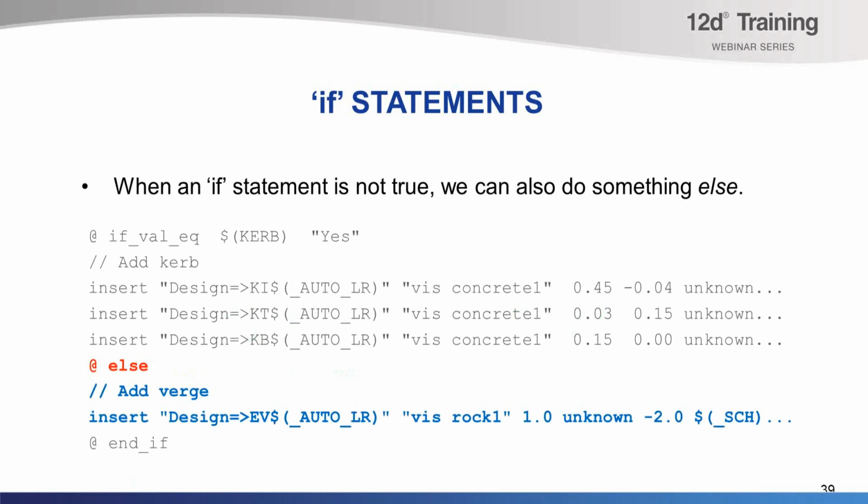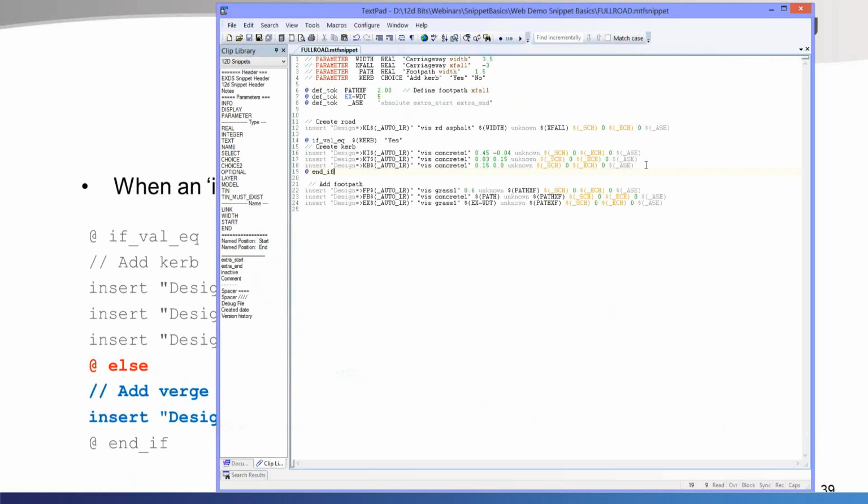Now, what if the statement's not true? So what happens if we select no? Maybe we want to do something else. We might just want to put a verge in, a grass verge or a gravel verge or something like that. So we can do that. So at the moment we're saying if the value for curb equals yes, do something. Otherwise, if it's not yes, we can do something else, and that's by using the simple else command. So we can add in a verge, so where we don't have a curb, we can put a simple verge in.